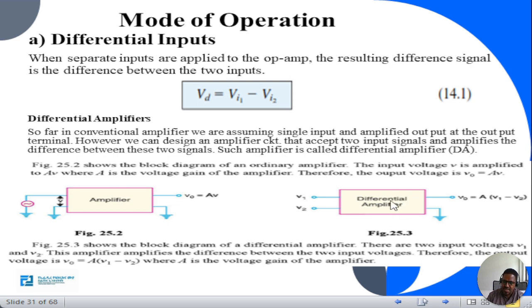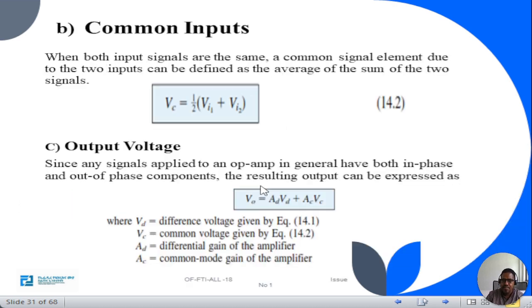But in the second figure, figure 25.0, as shown, it has two inputs in the op-amp. It shows the block diagram of a differential amplifier. There are two input voltages, V1 and V2. This amplifier amplifies the difference between the two input voltages. Therefore, the output voltage V out becomes gain times the difference, V1 minus V2.